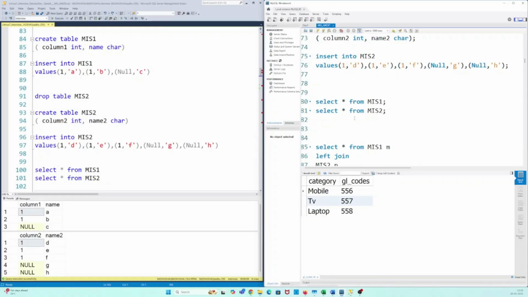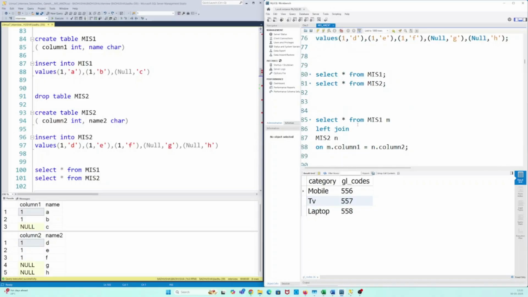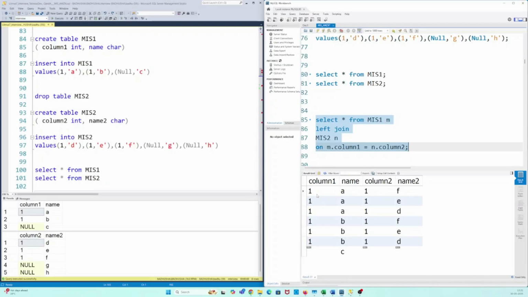Now let's perform the joins and see how many records they will return. First, let's try with the left join. And the left join has returned 7 rows here. Here it returns all rows from MIS1 and matched rows from MIS2. If no match is found in MIS2, you will see the null in the MIS2 columns. Important note is that null equal to null is false in SQL.